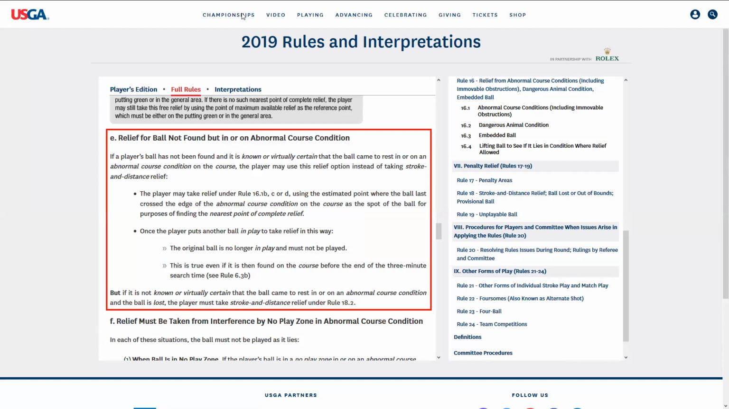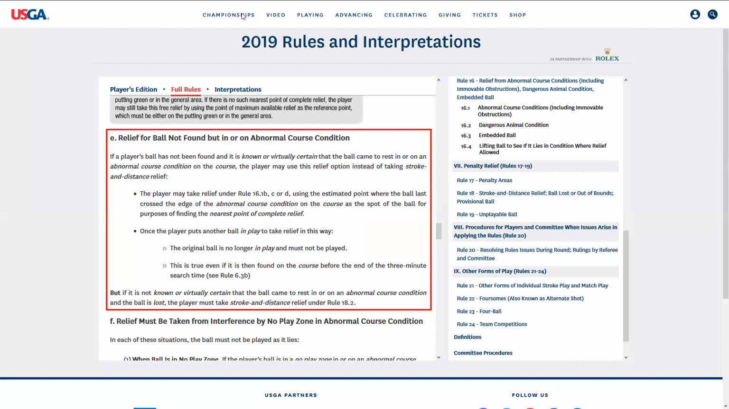The player may take relief under 16.1B, C, or D, that's general area, bunker, or putting green, using the estimated point where the ball last crossed the edge of the abnormal course condition on the course as the spot of the ball for purposes of finding the nearest point of complete relief. Once the player has done it, then on you go.